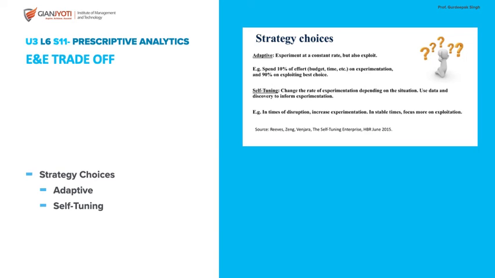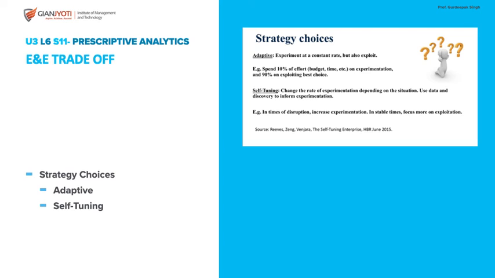For example, I spend 10% of my budget or time, that is my resources, on experimentation, and I exploit 90% of the time the best choice which comes out of that experimentation. This is again good, but it is again fixed. But there is a new concept which I said has been given by Reeves, Zhang, and Vinzera, is self-tuning. So many companies had already been using it, and many have started using that. What is that? That is where the AI comes into play.